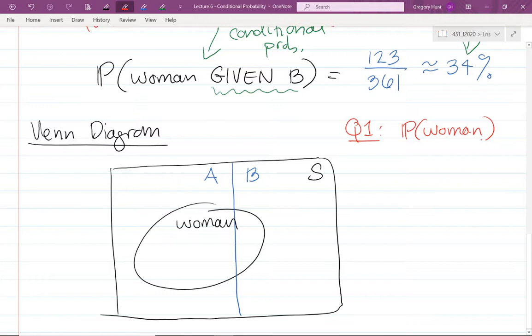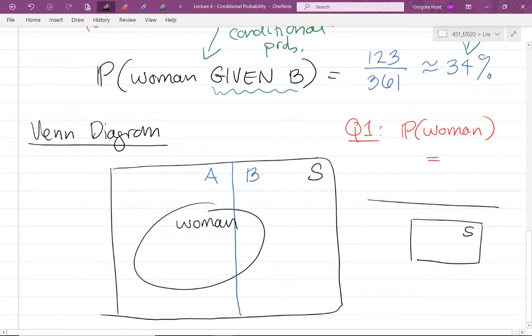So the probability of being a woman, pictorially, if we think of probabilities as area, we could represent this as the ratio of, we're going to divide two numbers, the area of being a woman divided by the area of the entire sample space of all students. So we could write the area of that divided by the area of all of S.